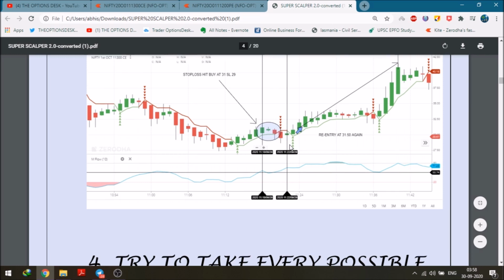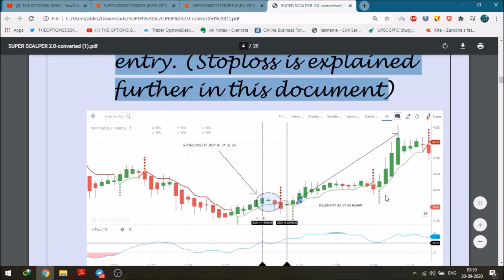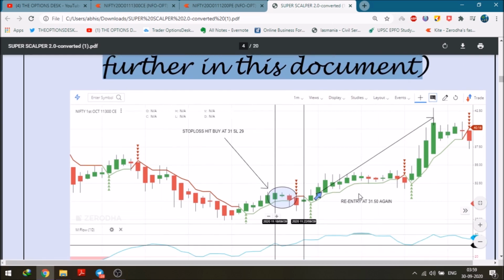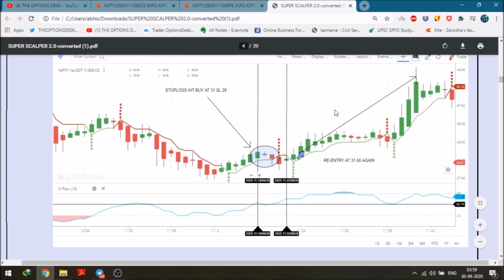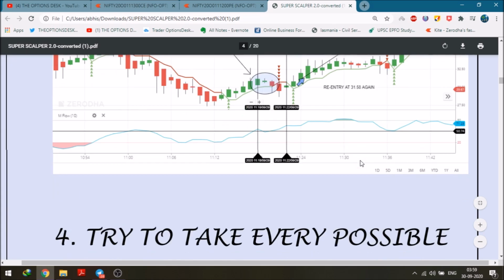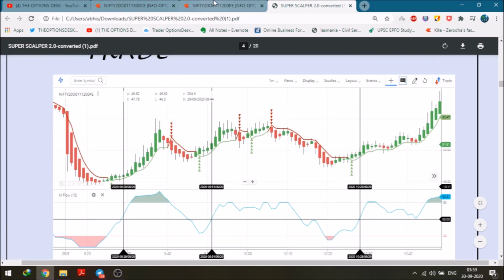Then I again took an entry when the green candle came here, on this super trend. Sorry, actually this was a trade at 11:23. If I zoom further for you, yeah, just a moment. So at 11:23, my buy got executed here, and see this trade, it went till this particular point. Re-entry again at 31.50. Okay. Try to take every trade possible. So these are the trades. So now let's mark every trade possible.